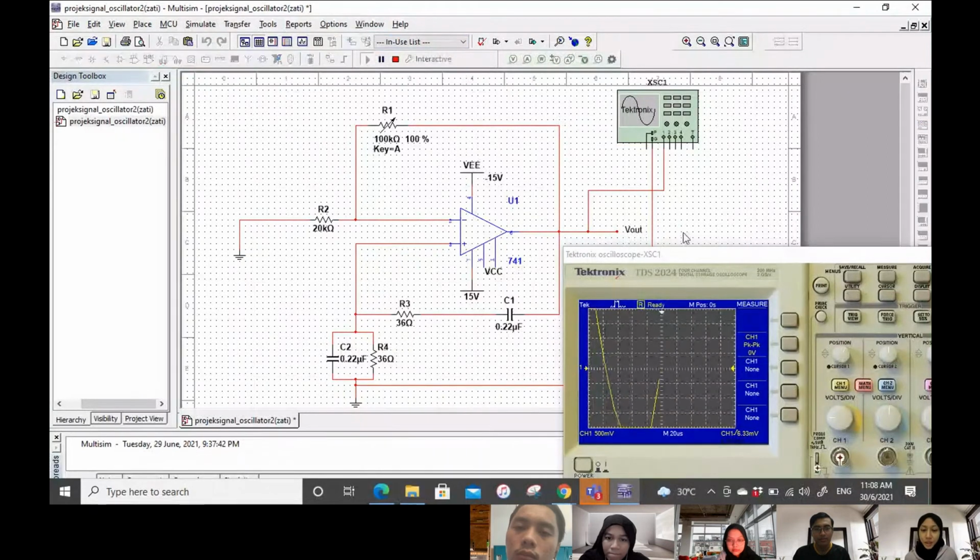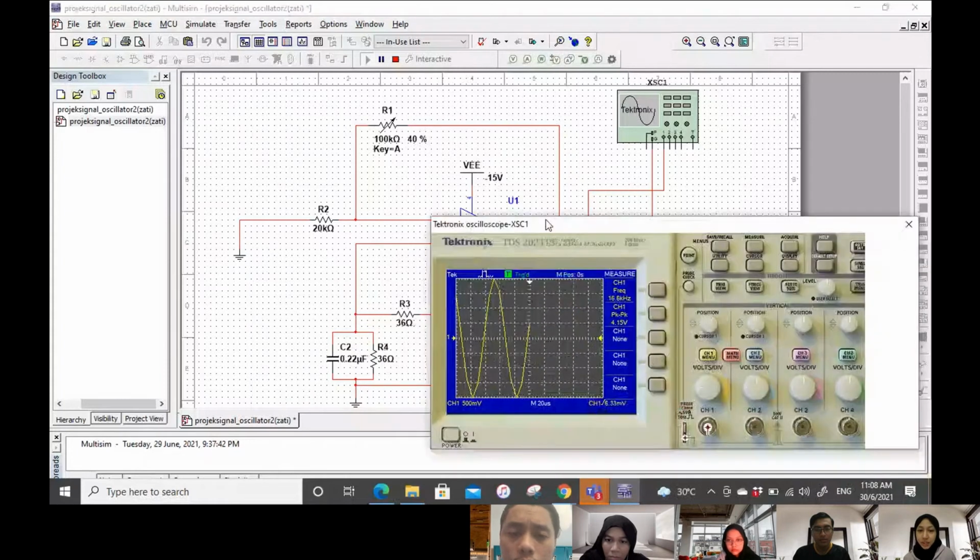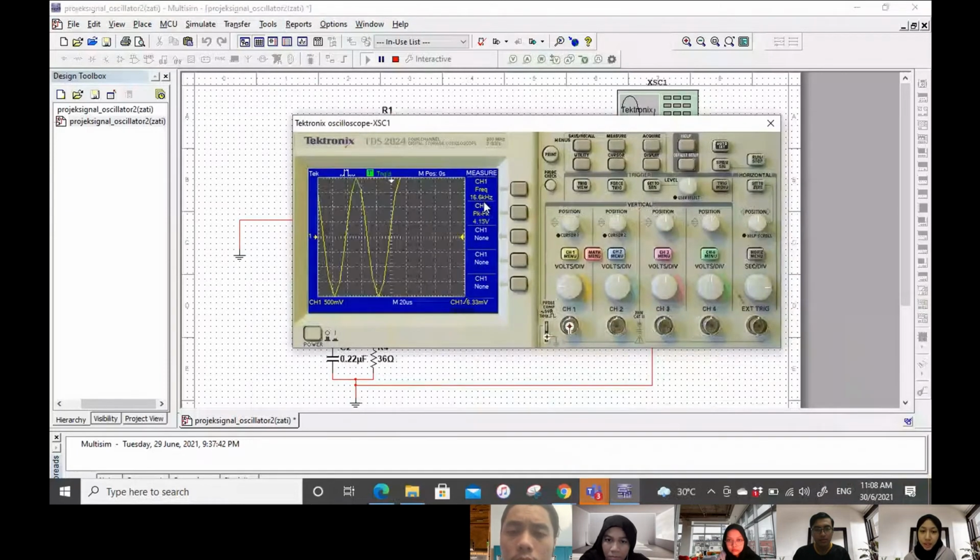Okay, so this is my circuit. I reduced the resistor from 100 to 40 to get a similar result at 20k, by using the resistor value that we found in the calculation. So this is the result I get.